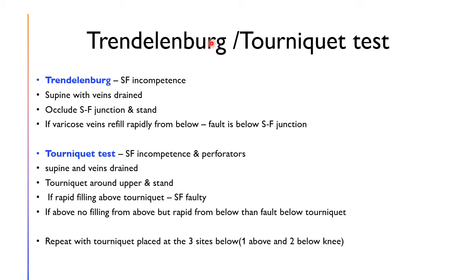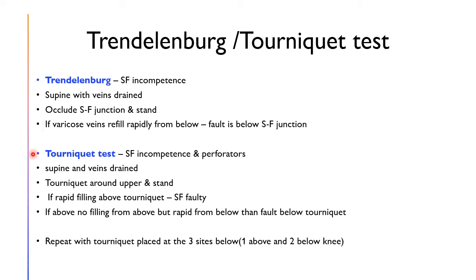Trendelenburg or tourniquet test. The Trendelenburg test is a test of saphenofemoral incompetence. With the patient lying supine and the veins of the leg drained, occlude the SF junction and then ask the patient to stand. If the varicose veins refill rapidly from below, then the source of the problem is below the SF junction. On the other hand, if on removing the occlusion at the SF junction it fills from above, then the fault is at the SF junction.